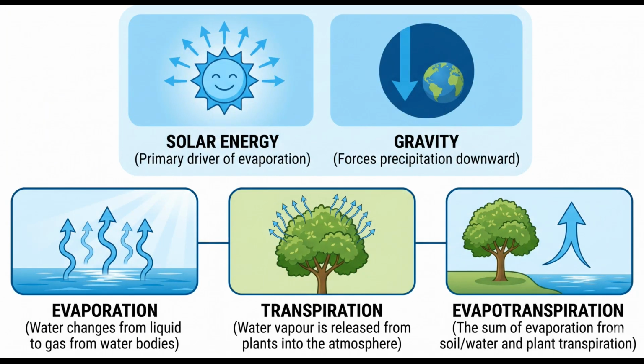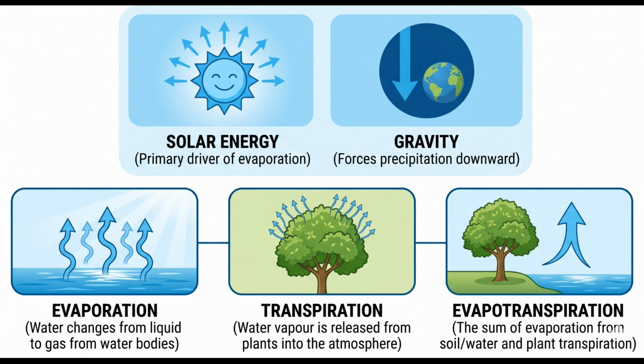Before we go through the processes, let me tell you what drives the whole cycle. 2 energy sources. Look at the screen. First, solar energy. The sun heats the surface of the ocean, lakes, and the leaves of plants. This heat is what converts liquid water into water vapor and drives it upward into the atmosphere. Without the sun, there would be no evaporation, no transpiration, and the cycle would stop.